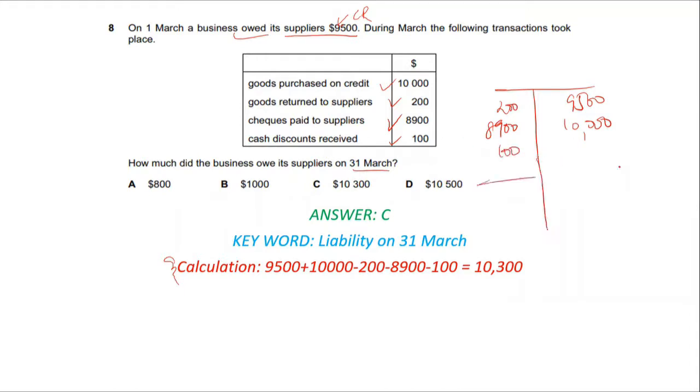So if you do the math here, you would get a credit balance of 10,300, and it would be brought forward, BD, for 10,300 on 1st April, because it's asking 31st March. So on 31st March you would have 10,300. So your correct answer is answer C, 10,300.